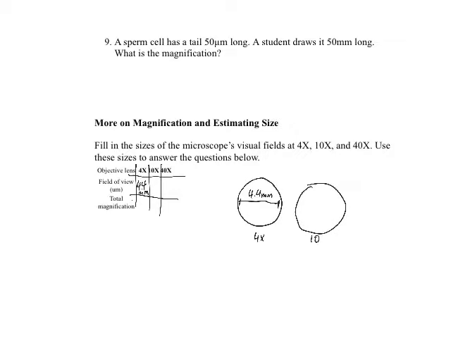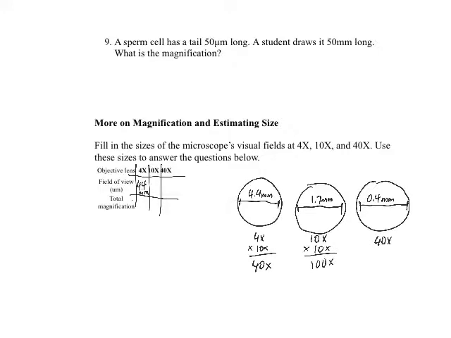At 10x, the diameter is 1.7 millimeters. And then at high power, which is 40x, it is 0.4 millimeters. Okay, and then the other thing is total magnification. So it's 4 times 10, because that's the optic lens. So we get 40x times 10 is 100x times 10 is 400x.